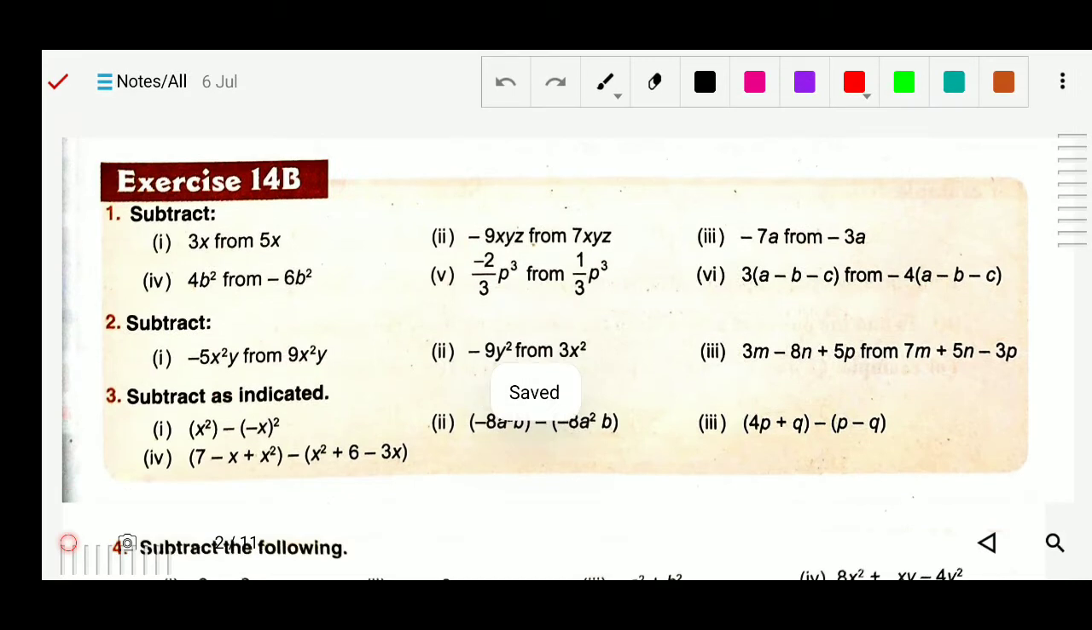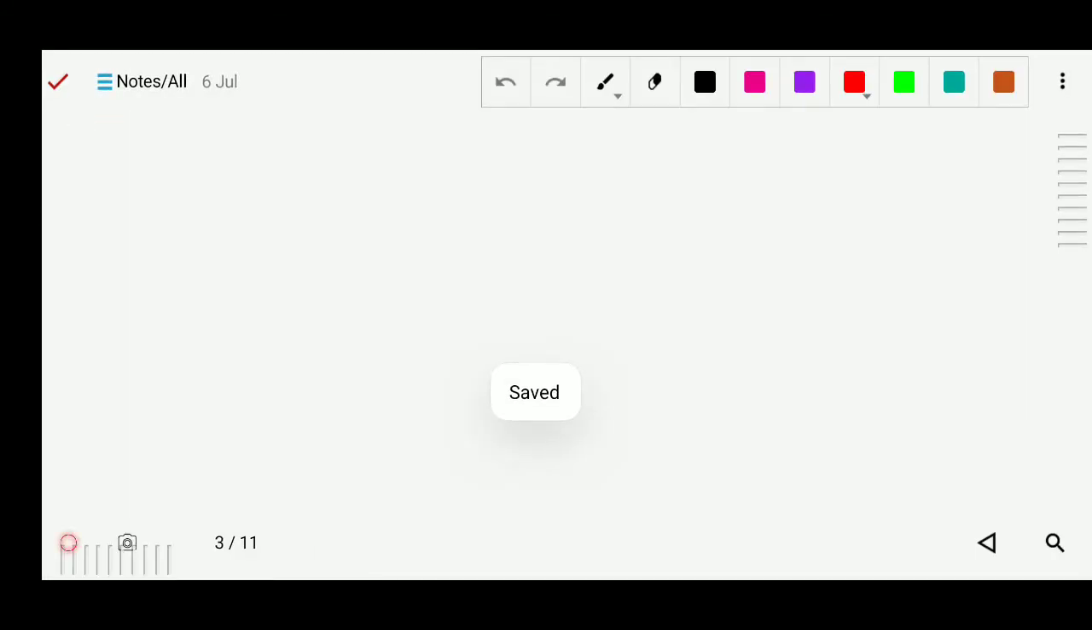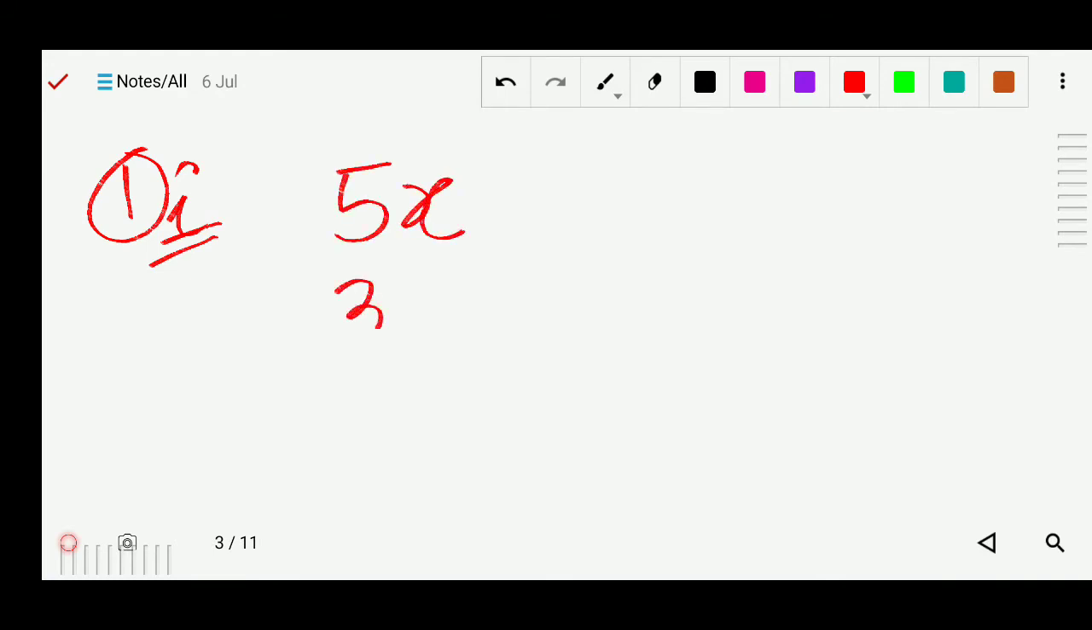Now exercise 14b, page number 213. Here the first question we are going to solve: subtract 3x from 5x. So from 5x, this 3x we will subtract. Question number 1. Okay, we have to subtract.